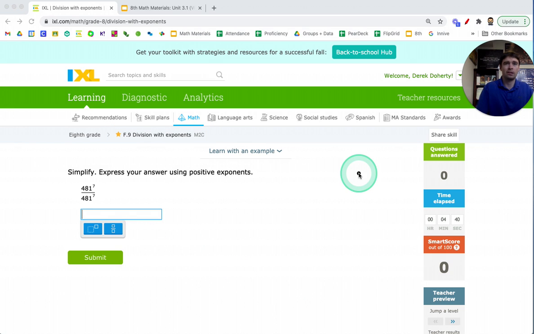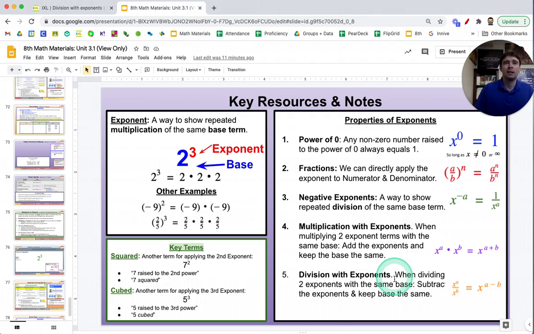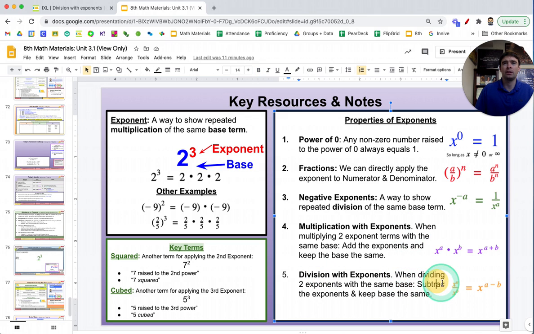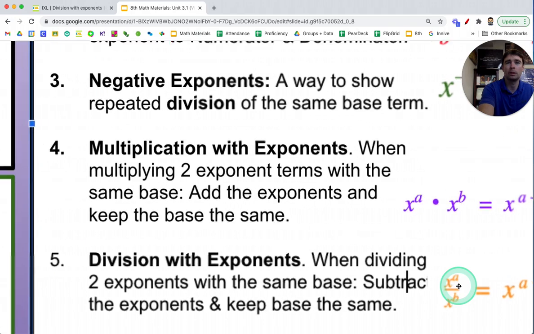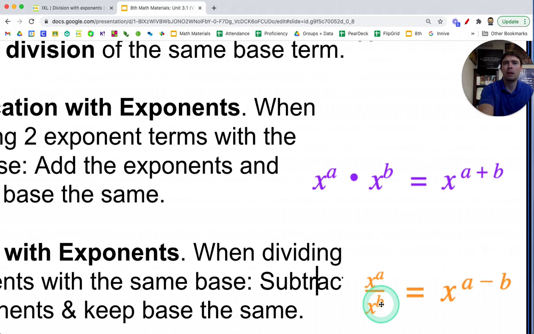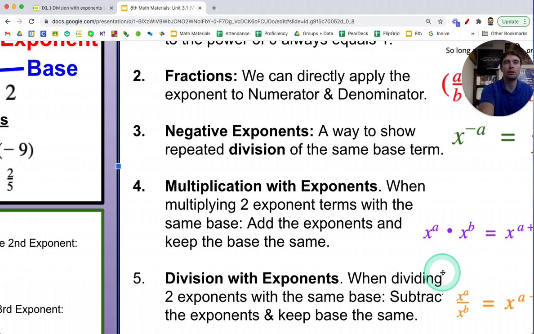So that tells us, and we're going to review this rule very quickly from our notes, that whenever you divide exponents that have the same base, all you need to do is subtract the exponents and then keep the base the same. If you have x to the power of a, let me zoom in a little bit, divided by x to the power of b, it's really just saying x to the power of a minus b. So we're going to use that rule a little bit.